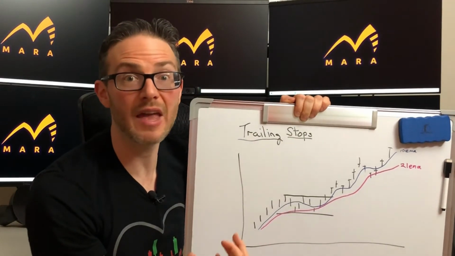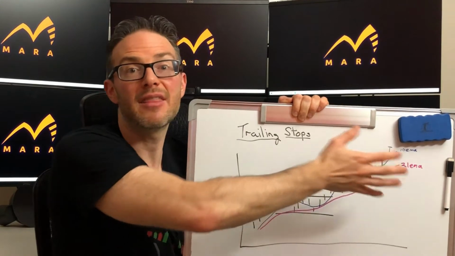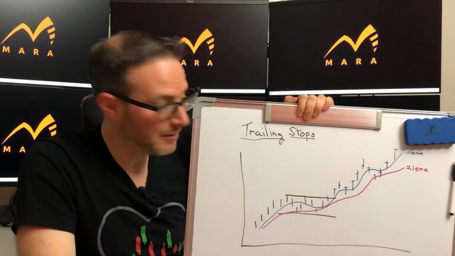It allows me to stay with the trend as long as it continues to have that momentum behind it. And so hope that sheds some light on trailing stops. I honestly think that you could use whatever you want for trailing stops. So if you wanted to use an ATR, I think that's fine.